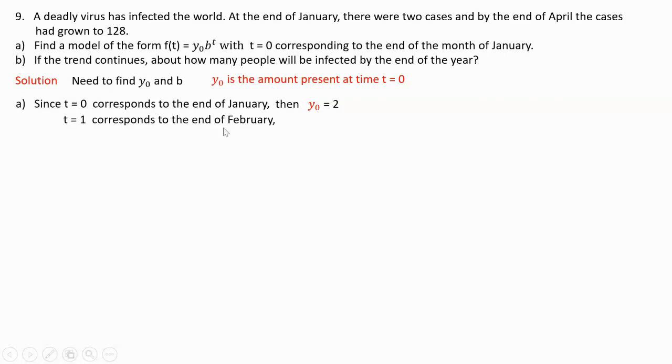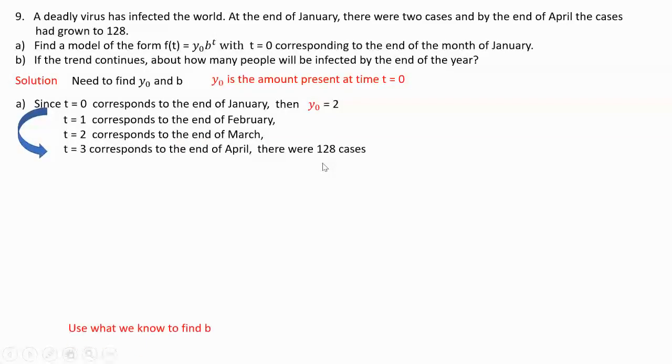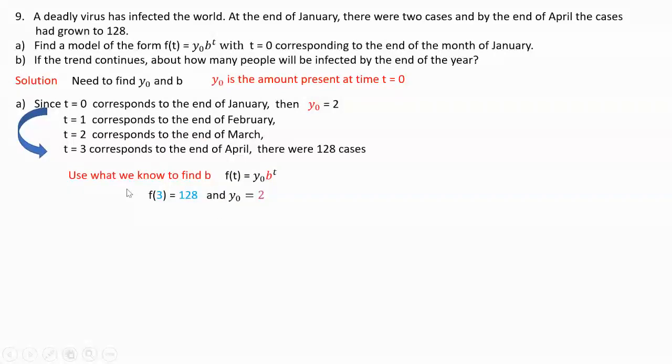If T equals 1 corresponds to the end of February, right, because it's saying at the end of January, and we have to go to the end of April. So then T equals 2 corresponds to the end of March, and T equals 3 corresponds to the end of April. So from there, we get the other point, which is going to be (3, 128). So that means I'm going to use the point (3, 128).